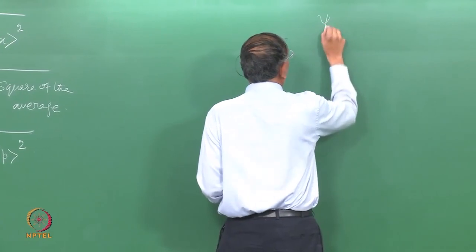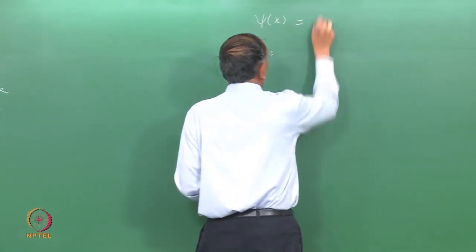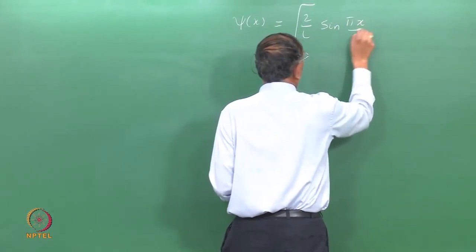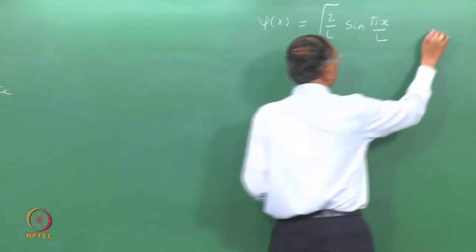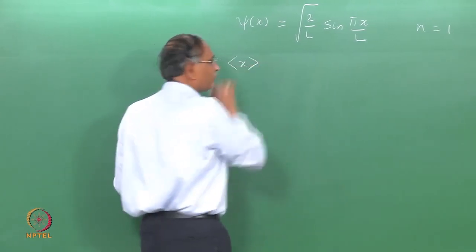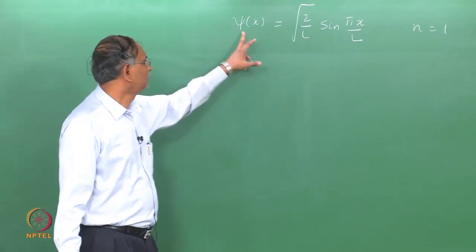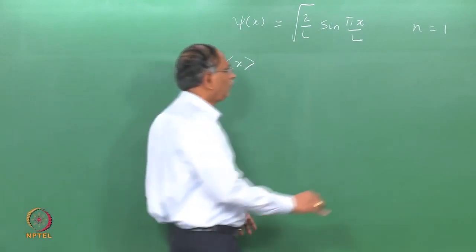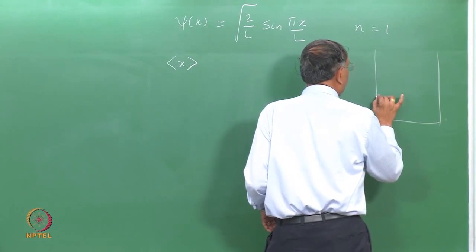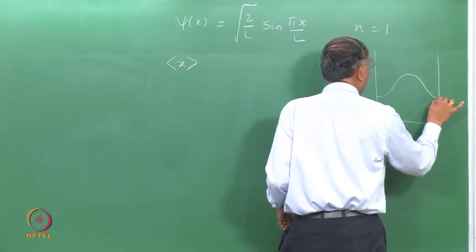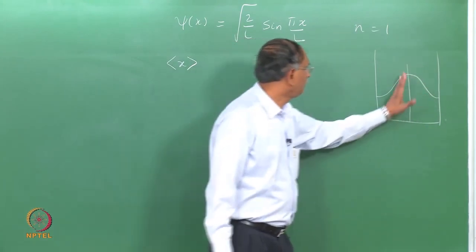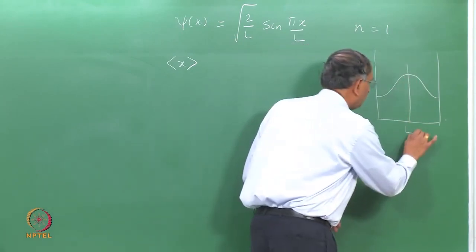let's use the wave function psi of x for the one dimensional box, root 2 by L sine pi x by L. We will take the n equal to 1 case, quantum number. And if we try to calculate the average value of x for the particle in this state, whose wave function and the probability of the particle at various points is symmetrically the same on either side of L by 2.